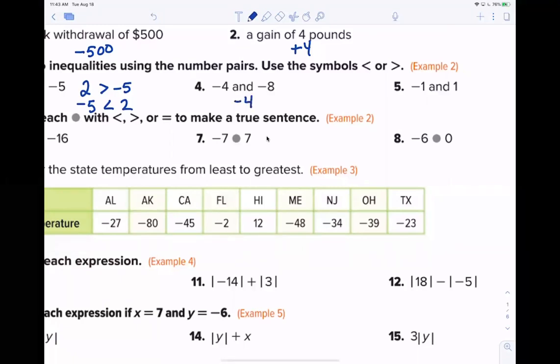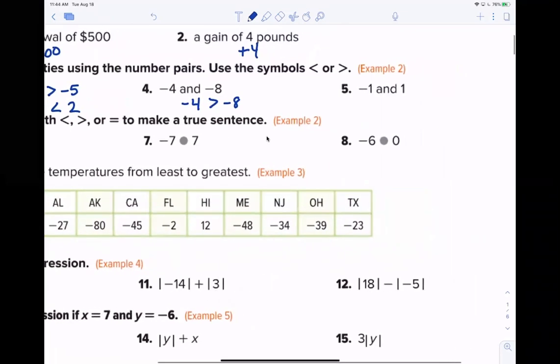Negative 4 is less than 8. Now, would you rather owe me $4 or would you rather owe me $8? 4. That's right. You see how I'm thinking? So you would say negative 4 is greater than negative 8. All right. So now compare negative 8 to negative 4. You would say what? Negative 8 is less than negative 4. That's very good.